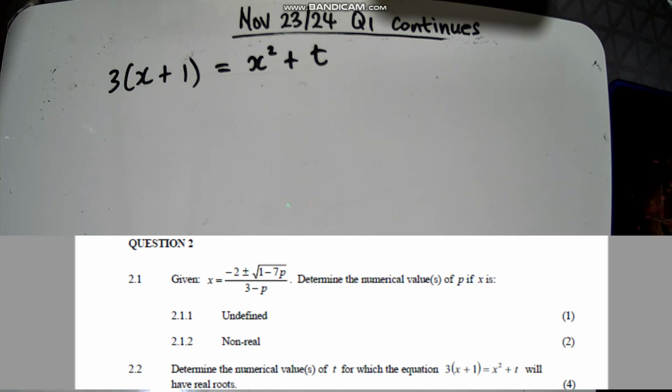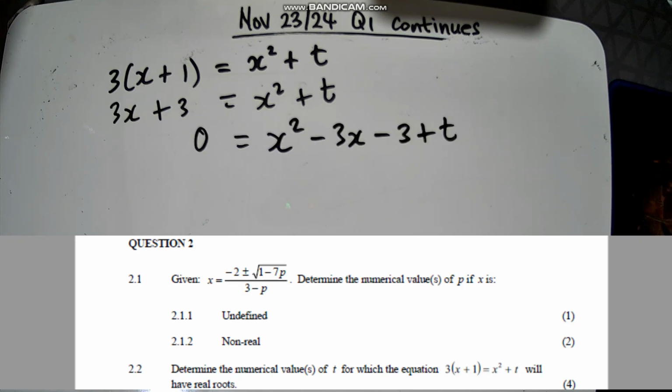So this question says determine the numerical value of t which will have real roots. So determine the value of t which will have real roots. So all you have to do is bring it into standard form. So multiply that 3 out first, 3 times x and 3 times 1. Move it around to bring it to the standard form. So bring that 3x plus 3 over to the right hand side. This will leave behind a 0. Okay, now it's in the standard form.